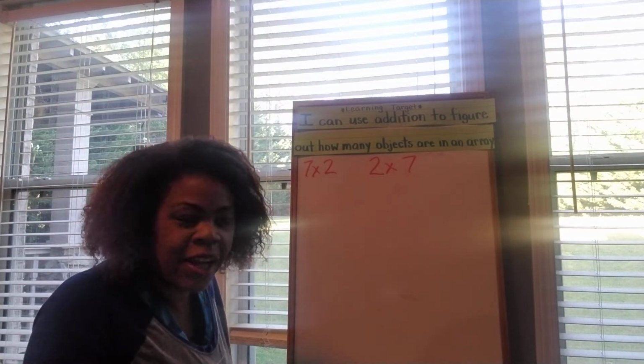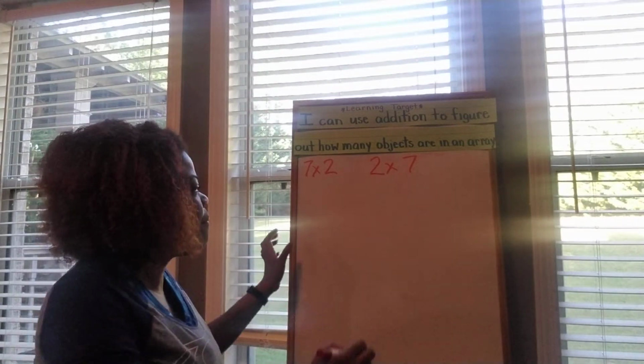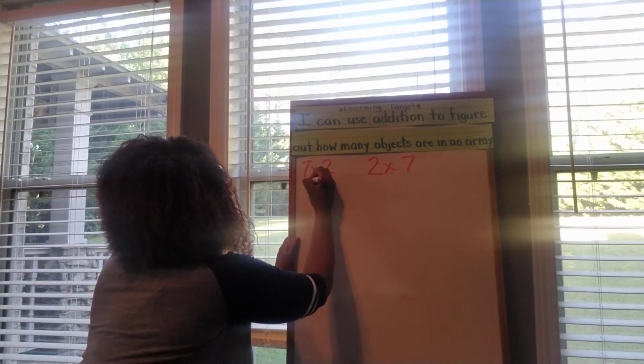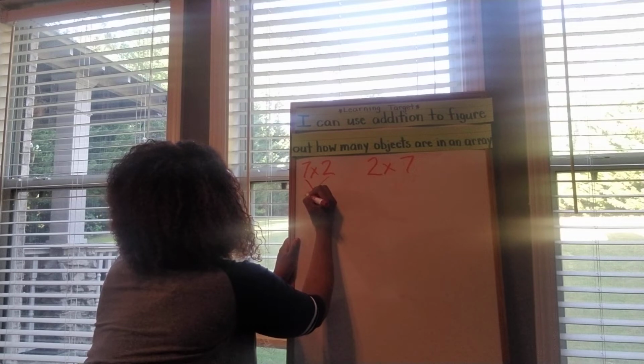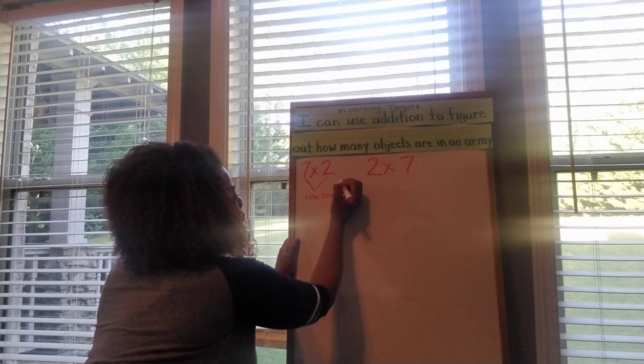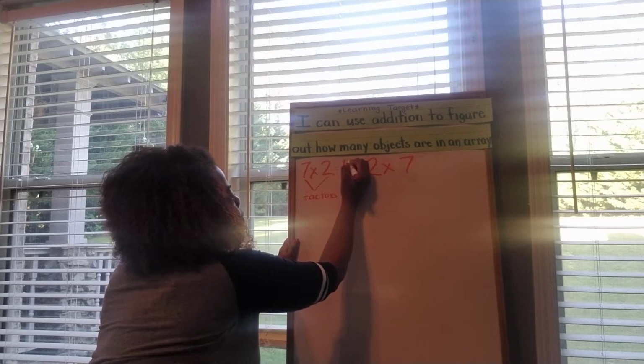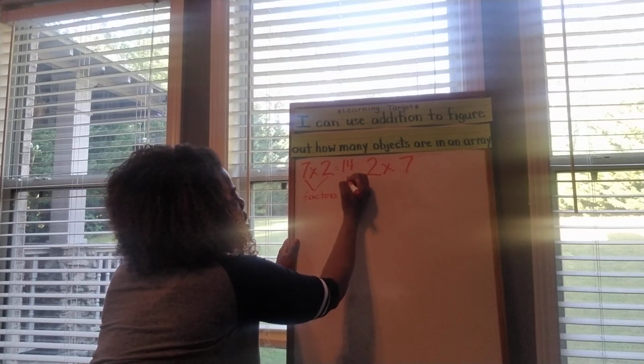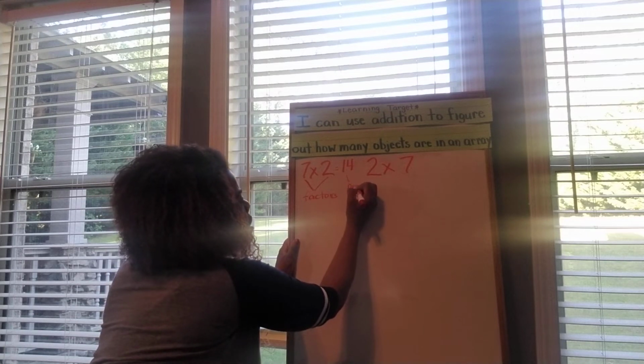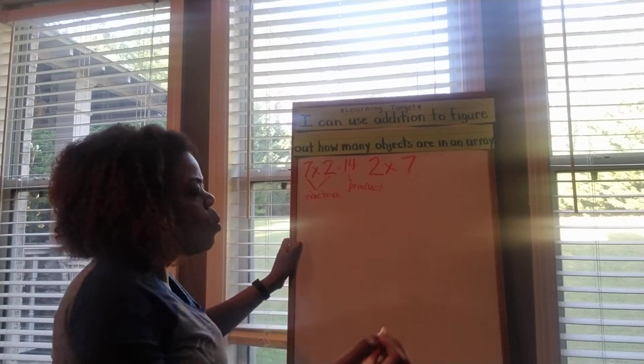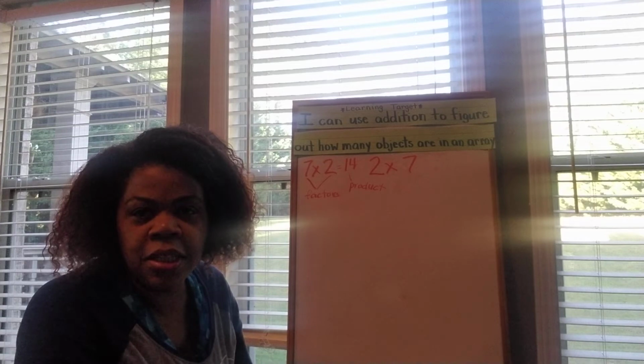They are called the factors. Those two numbers are called the factors. And the answer is 14, and that is going to give us the product. That is the product. Okay, so we want to model this in different ways.